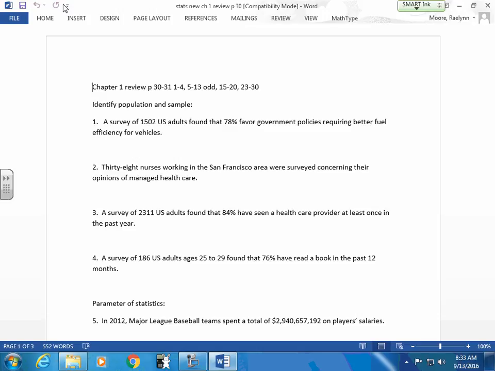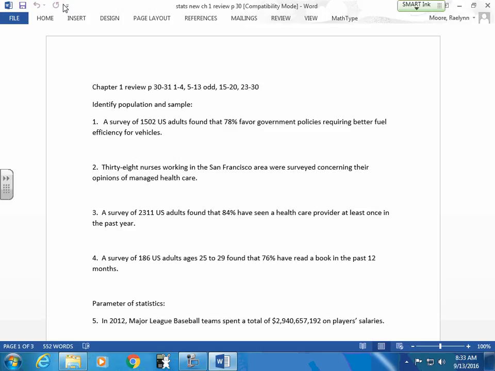Good. Do you see the difference when they give us a specific? They gave us a specific about nurses in the San Francisco area only. Population, all nurses in San Francisco. They gave us a sample of U.S. adults ages 25 to 29. Population, all U.S. adults ages 25 to 29. I don't care about the U.S. adult that's 24 years old. I only want the 25 to 29. Okay.